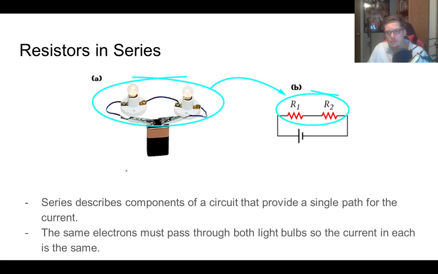Okay, so resistors in series are when you have a circuit that provides a single path for the electrons. Okay, so a single path for the current. There's only one place the electrons can go. They can go out and they can go around and then they can come back again. So in order for an electron to go from here and across, it needs to pass through both of these resistors. That's its only choice. So we call this a series circuit.